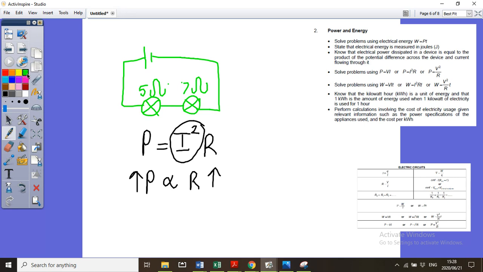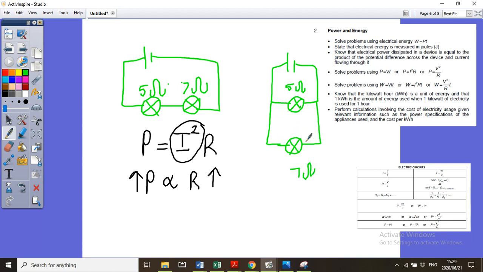But if I take those same two light bulbs and I now connect them in parallel, remember, in parallel, the current is not going to be constant, because the 5 ohm resistor is now going to get a greater current. More electrons are going to go through there because it's easier. The resistance is lower. So this 7 ohm light bulb is going to get less current.